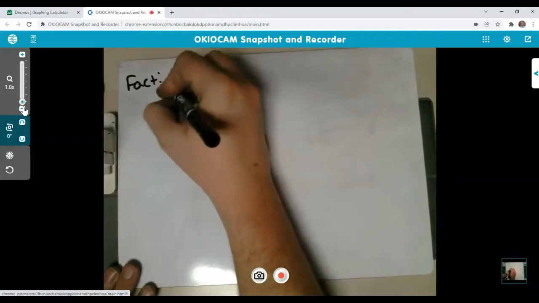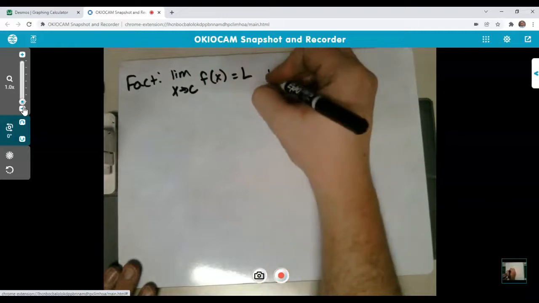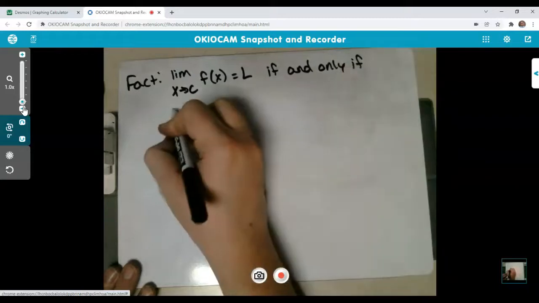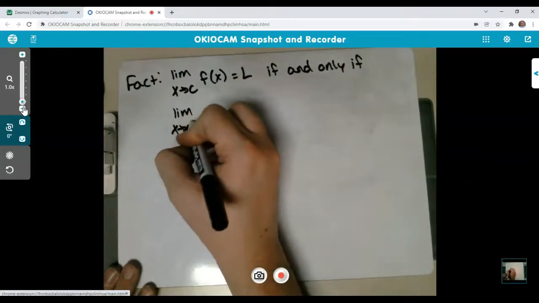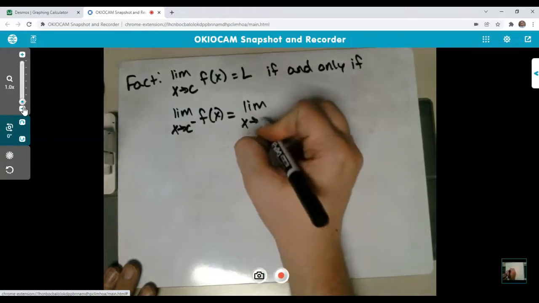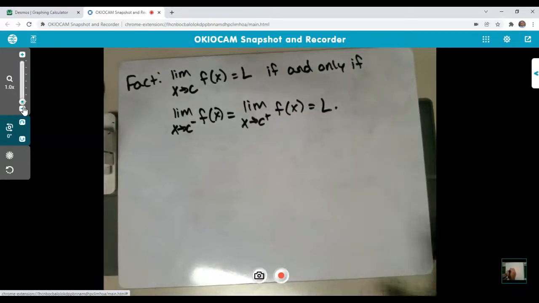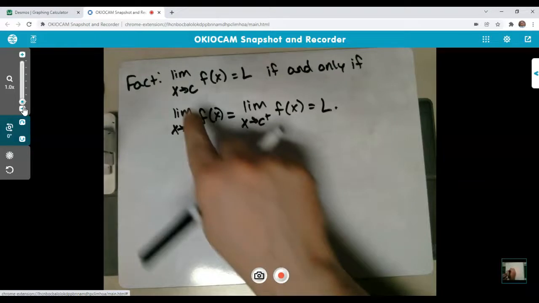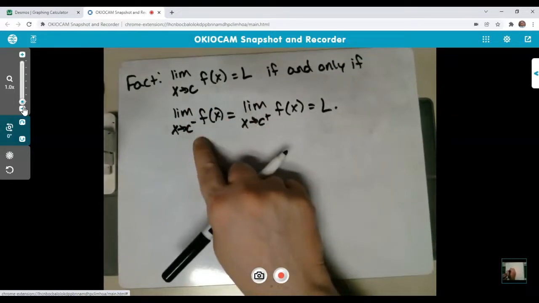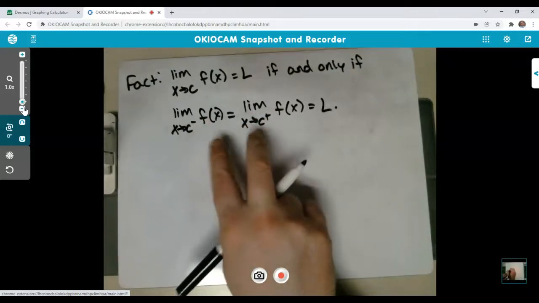The limit as x approaches c is equal to L if and only if the limit as x approaches c from the left is the same as the limit as x approaches c from the right, and those both have to be L. Okay, so what this means is in order for it to be equal to L, the limits on both the left and the right side have to be the same thing. Okay? Let's think about why.